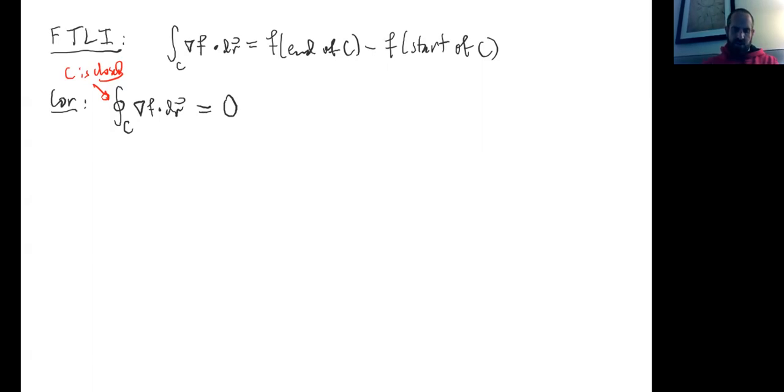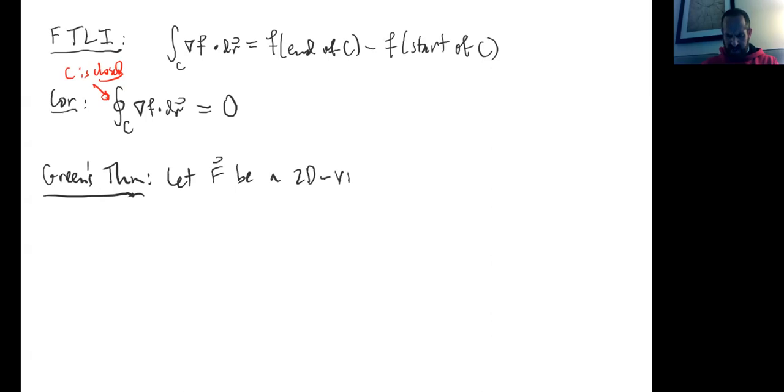All right, so let's look at Green's theorem, shall we? Green's theorem says that if you have a simple closed curve, so simple again means it doesn't cross itself, okay? So first of all, let's let f be a 2D vector field. So f is a two-dimensional vector field, okay?